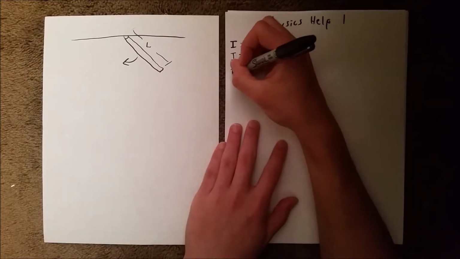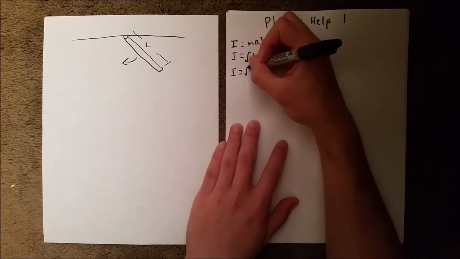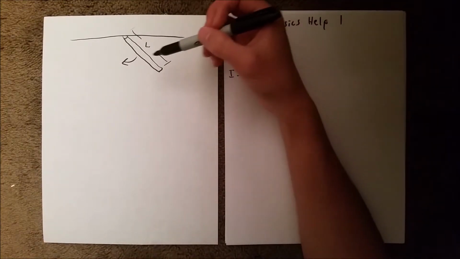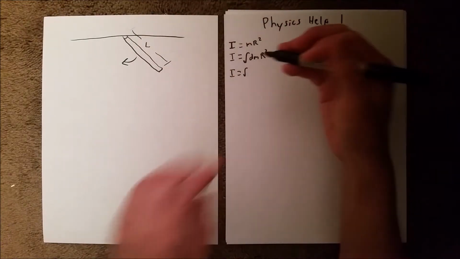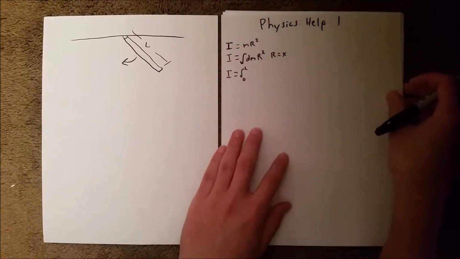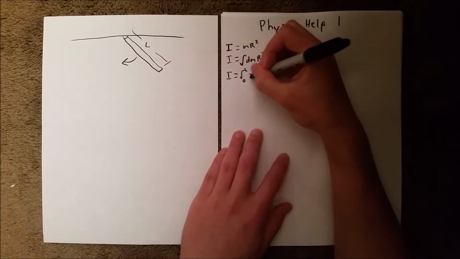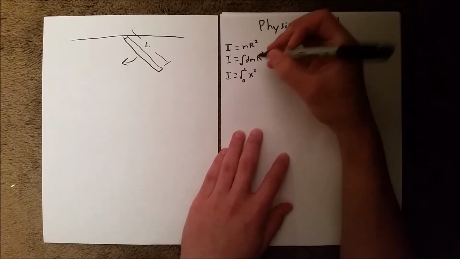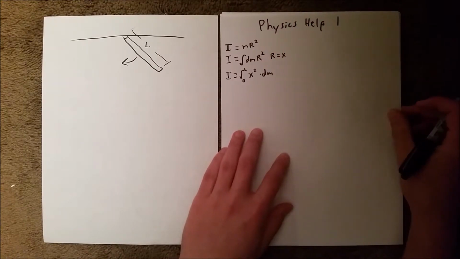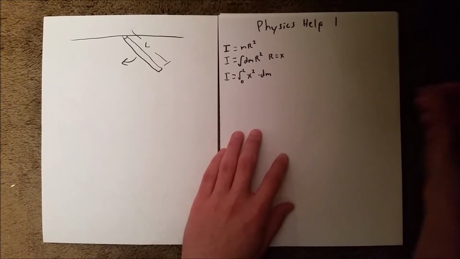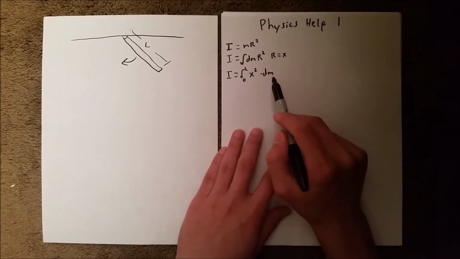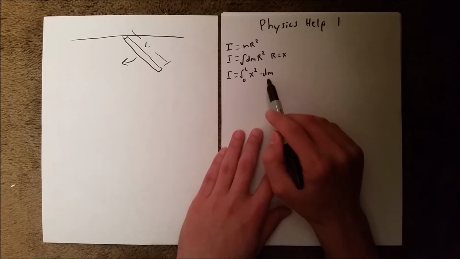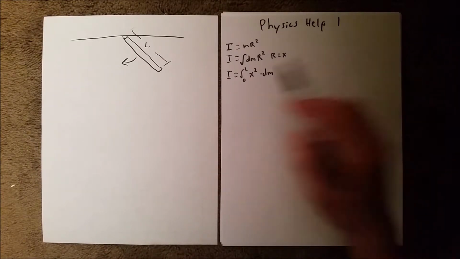So this becomes inertia equals the integral, and our limits are 0 to L, of x squared, which is our r, just replacing it with x, times dm. Alright, but the issue is we're trying to find a change in mass, and here we have x. So we need to find a relationship between dm and x.